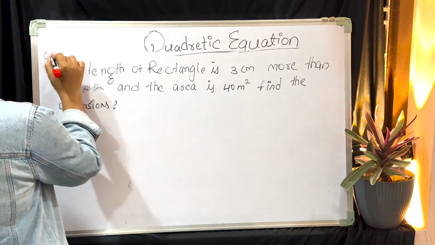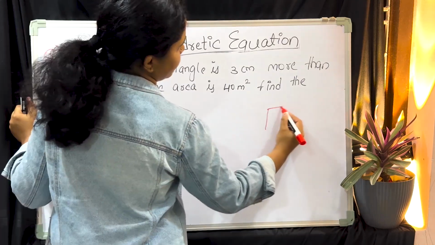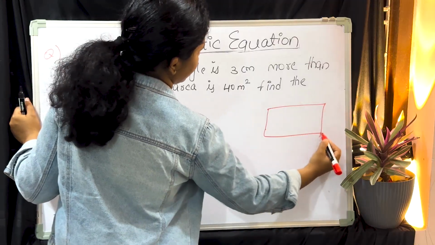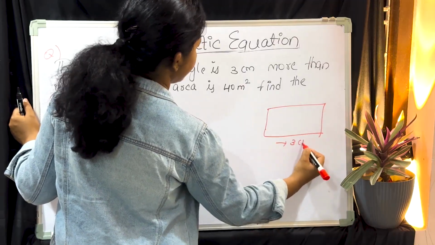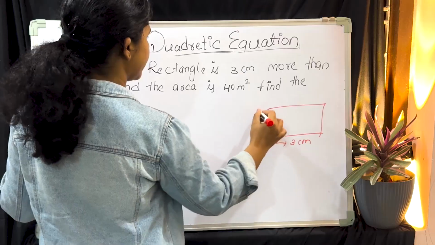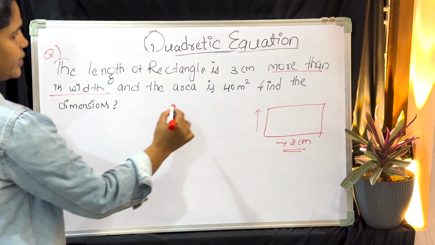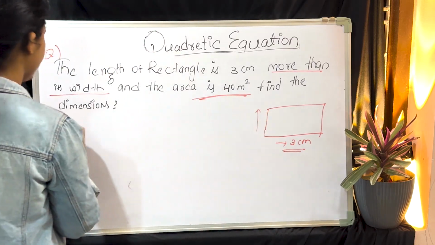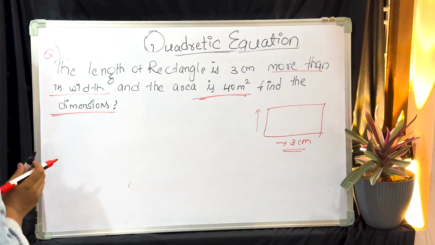The next question is asked like this: the length of a rectangle. We'll draw a rectangle. Okay, the length is 3 centimeters more than its width, and the area is 40 meters square. Find the dimensions, length and breadth.